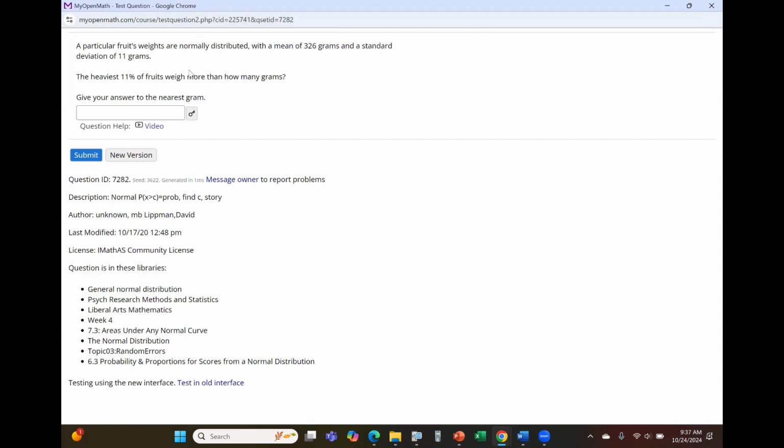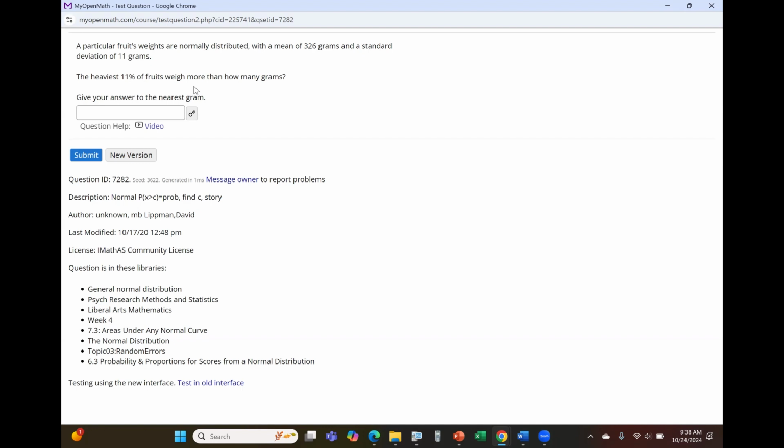A particular fruit's weights are normally distributed with a mean of 326 grams and a standard deviation of 11 grams. The heaviest 11% of the fruits weigh more than how many grams? Now, I'm a big believer, and if you've watched the review, you know this to be the case, in drawing a picture of that. So that's a normal curve.